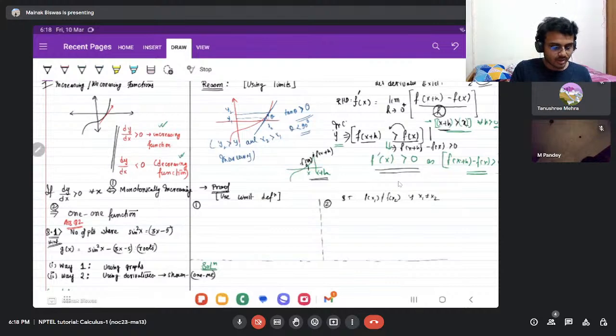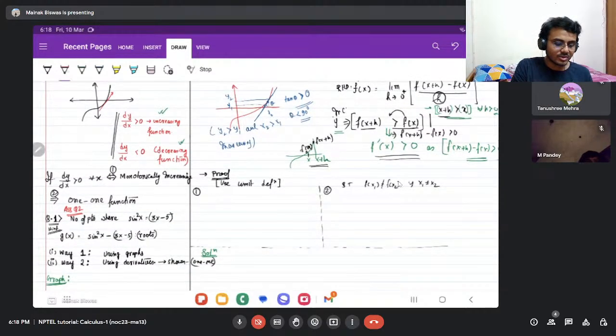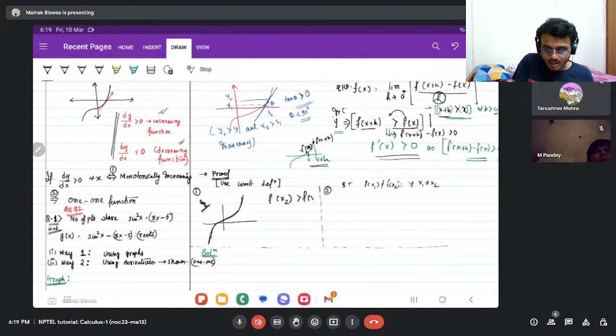Which one should we do? I have one question which says that if dy/dx is greater than 0 for all x, you have to show it is monotonically increasing. How can you show that? Monotonically increasing means f of x2 is greater than f of x1 if x2 is greater than x1. This is a monotonically increasing function.